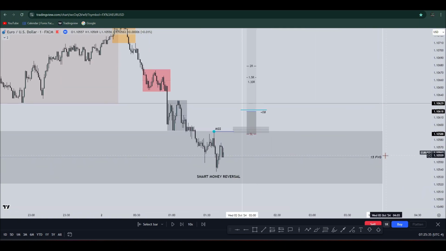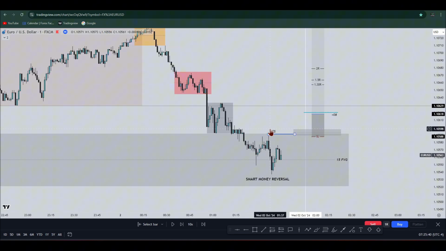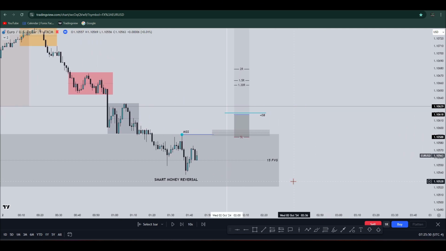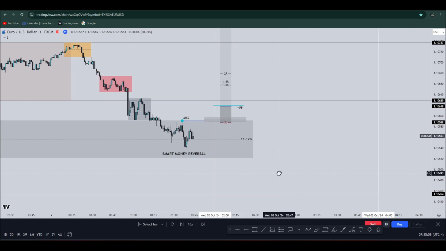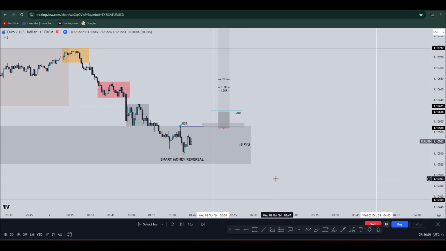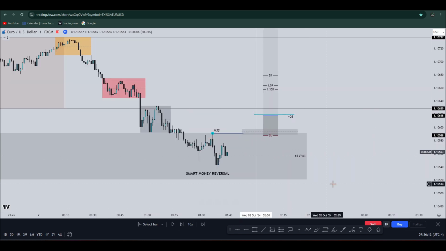So we're on the 50-minute fair value gap, right? We tag the 50-minute fair value gap. We have a high here where it says MSS, which stands for market structure shift. I start my trading session at 2 a.m. New York time, which is 7 GMT, and I stop trading at 4 a.m. New York time. So in this case, we tap the fair value gap.